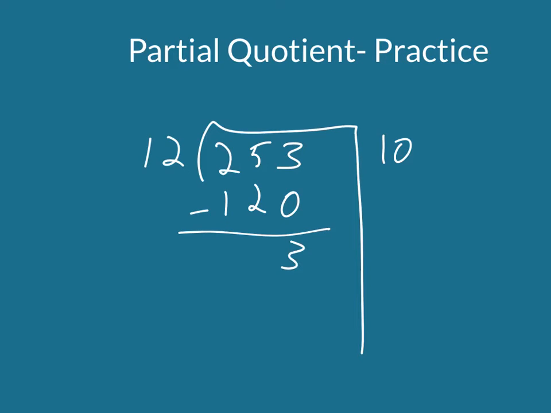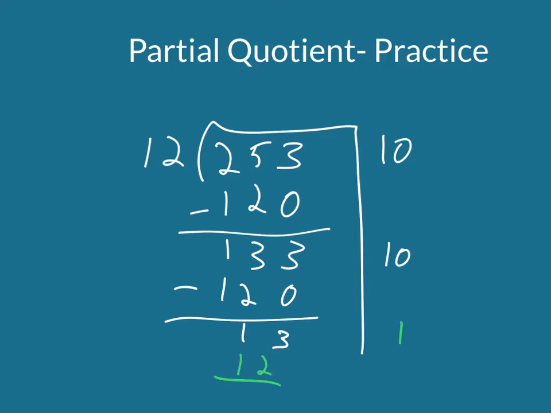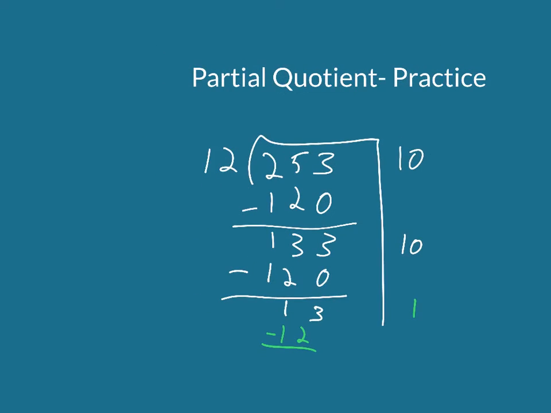Okay. 133. Cool, I could do another set of 10. And I would get 13. And now I know I can only do one more. And I would have one left over, which means my answer is 10 plus 10 plus 1, which gives me 21 with a remainder of 1. So it's scalable. You can do this.